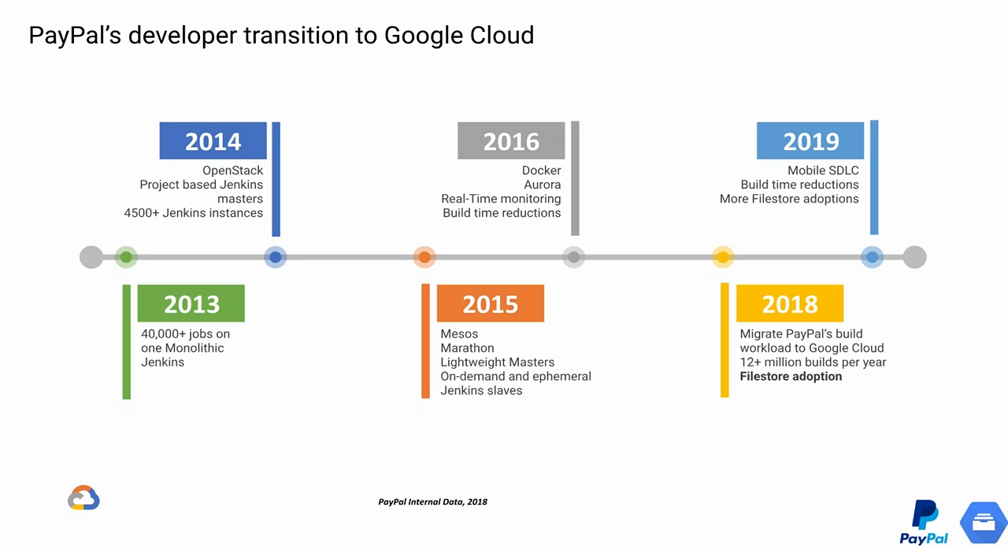In 2018, we started migrating all our dev and test to cloud, which has enabled us to scale to more than 12 million jobs per year. We are truly scalable now, and this was a huge win for us. And in 2019, we are planning to migrate our mobile SDLC also and use Filestore for more use cases at PayPal.